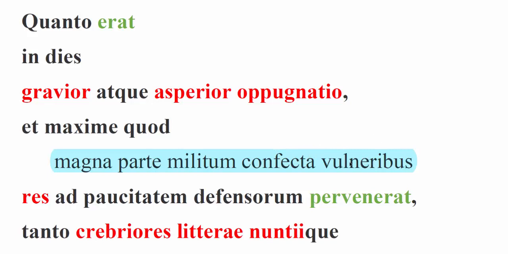So we see that vulneribus here, as an ablative of means, is working with the participle confecta, which is in the ablative absolute. So a great part of the soldiers have been overwhelmed by wounds, so the situation, the res, has come, pervenerat, has come down, we might say, to a very small number of defenders, to a paucitatem defensorum. Partitive genitive here because of paucitatem. So that's the situation that we're in.